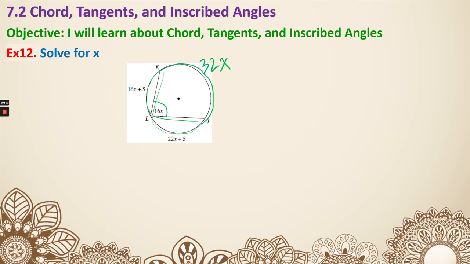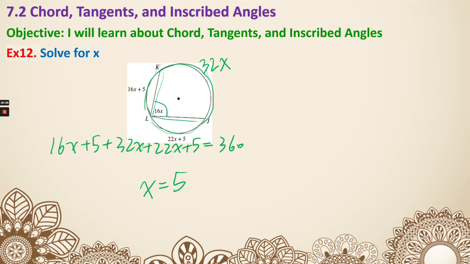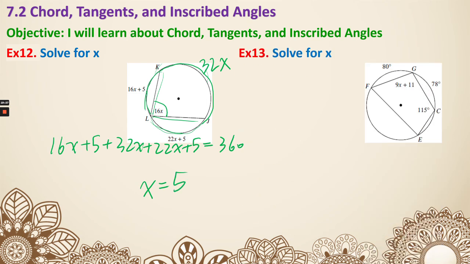Something else you can always use in a circle is the full sum of angles inside the circle. So in this case, you can see all three parts of the circumference are being represented. And that makes up 360 degrees. 16x plus 5 plus 32x plus 22x plus 5 equals 360. After solving, x equals 5. That's example 12. Example 13 is actually kind of similar.